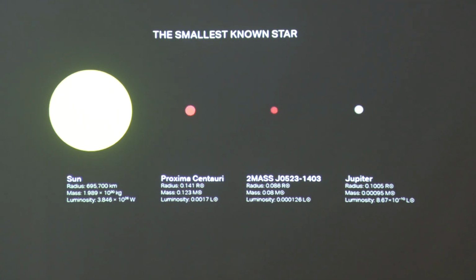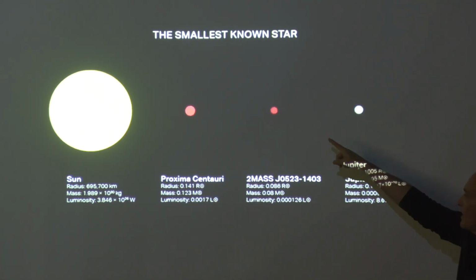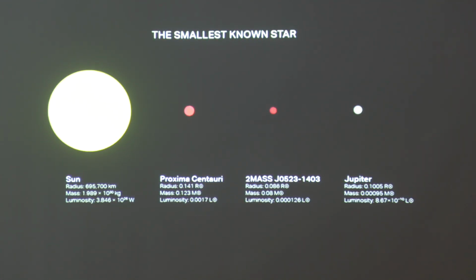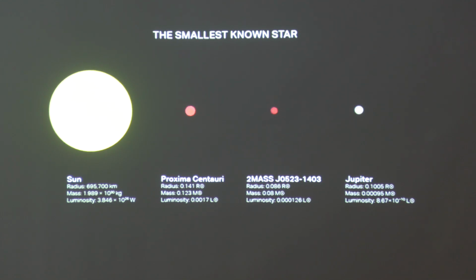And here's the smallest stars, the red dwarfs. And right now, this is the smallest star that we found. It's about 8% the diameter of the Earth, about 8% of the mass of the Earth, about as small as a star can get, and to be fusing the hydrogen into helium. Then we have, of course, compared to this planet Jupiter. And then you have Proxima Centauri, the closest star to us, which is a red giant. And that's about 12% of the sun's mass.